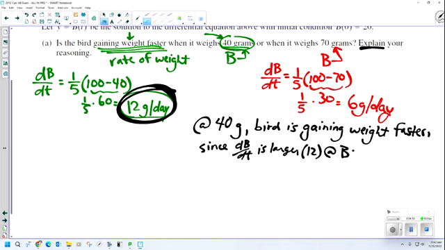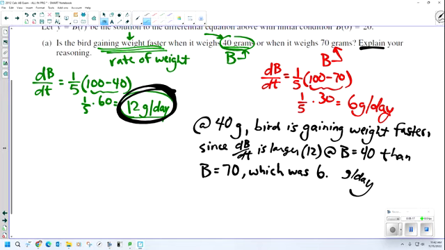b equals 40, then b equals 70, which was 6. I mean, that's it. If I want to be more specific, I can put 12 and I can put grams per day. I can put that here and here, okay? And I can put, when b equals 40 grams or 70 grams, okay? That's a little bit more specific, the labels, because the labels put my explanation more in context of the problem, okay? But that's it.